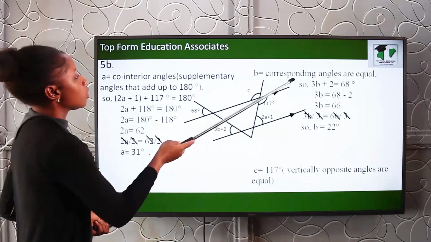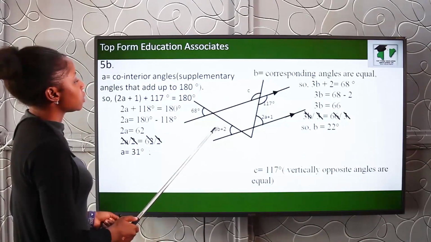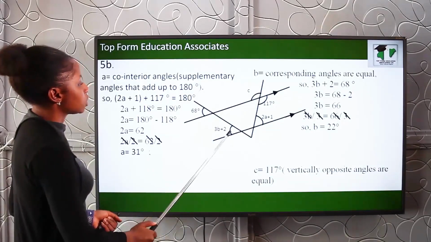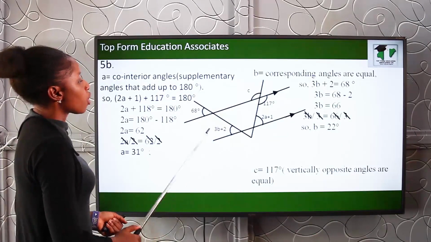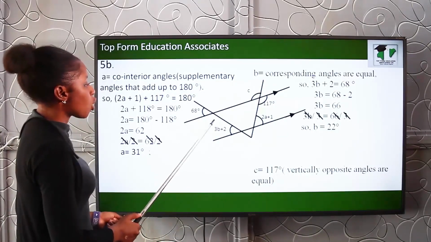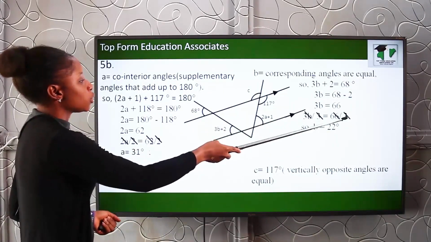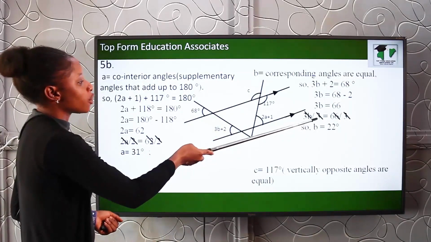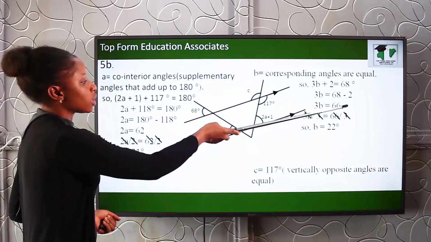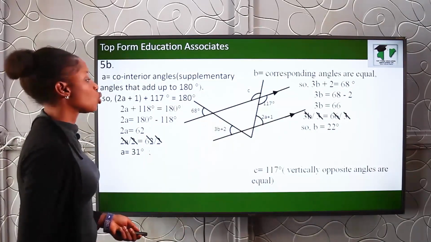Now, for B, we also use corresponding angles are equal. All right, this is our B. These are corresponding angles, okay? These angles correspond. So, corresponding angles are equal. So, you know that 68 is equal to 3B plus 2. So, we have that here. Collect like terms, get our value, all right? And we divide. To get the value of B, we divide 3B over 3 equals 66 over 3. And the final answer is 22 degrees.